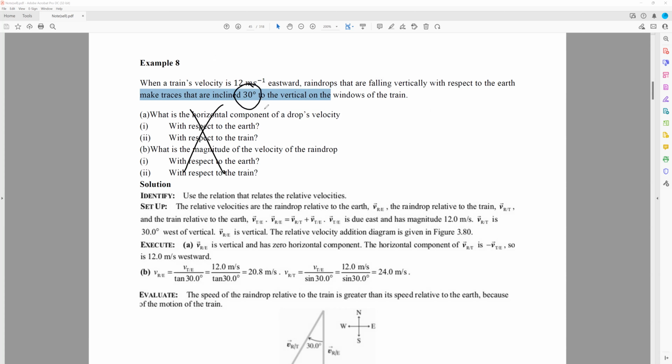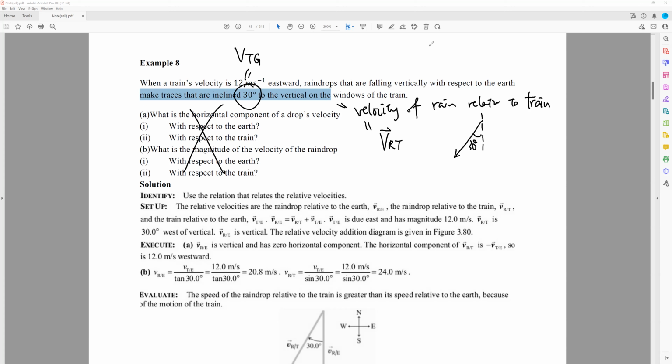So what does this 30 degrees mean? Now, it's looking from the window. So actually, this is the velocity of the raindrop relative to the train, because you're looking at it from the train, and it's inclined 30 degrees to the vertical. This is the velocity of the train relative to the ground. And this is the velocity of the rain relative to the train.